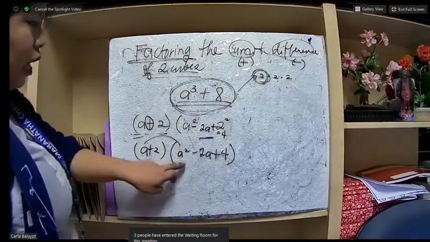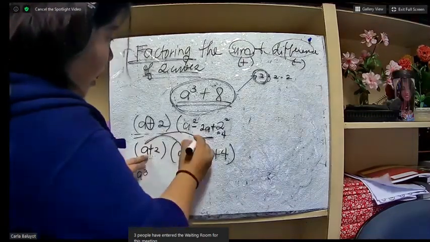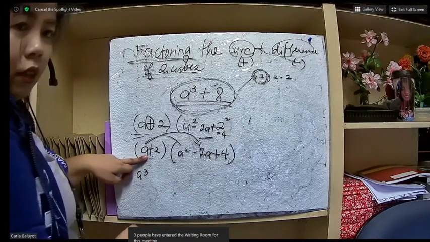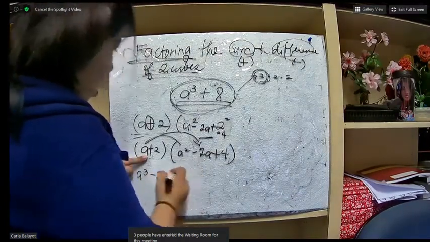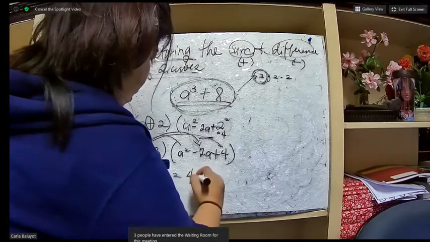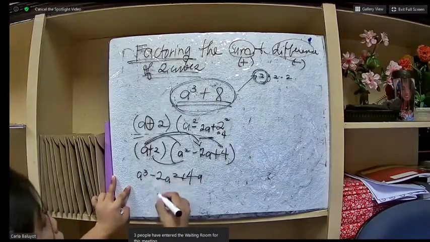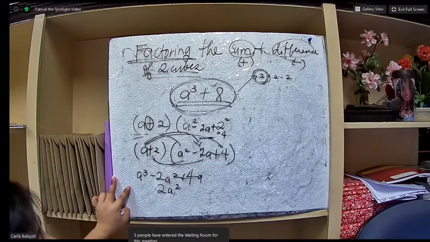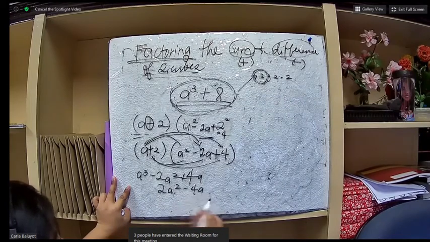So, let's check kung tama ba yung mga pinagagawa natin. A times a squared is a cubed. A times negative 2a is negative 2a squared. A times 4 is 4a. Next, we have here 2 times a squared is 2a squared. 2 times negative 2a is negative 4a. Next, 2 times 4 is 8.